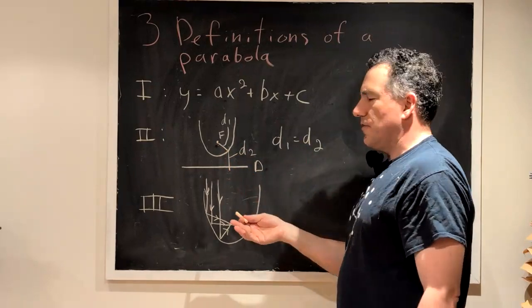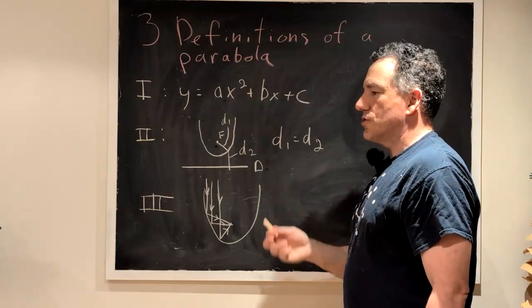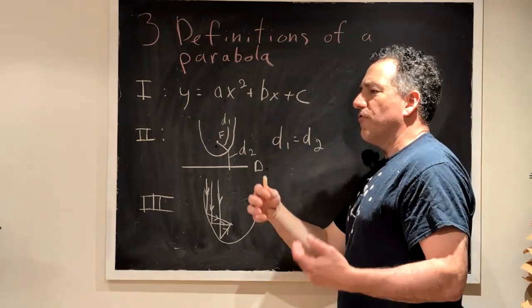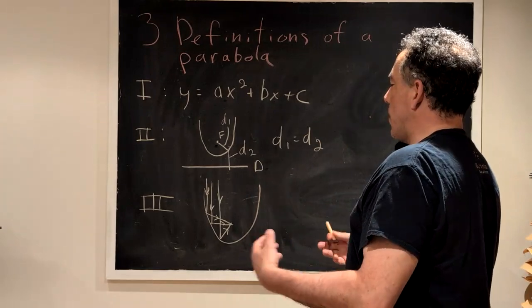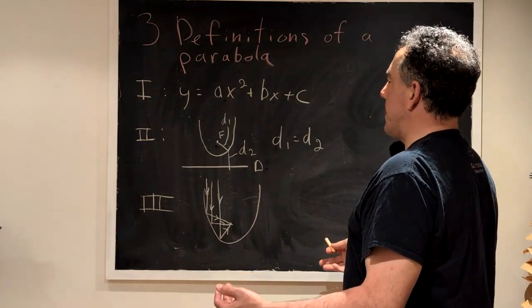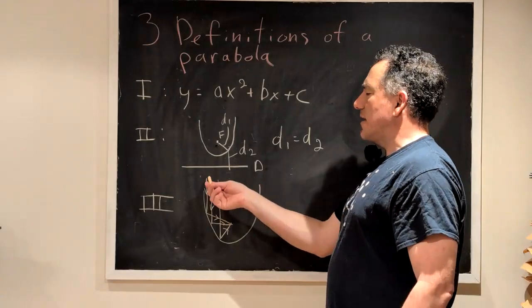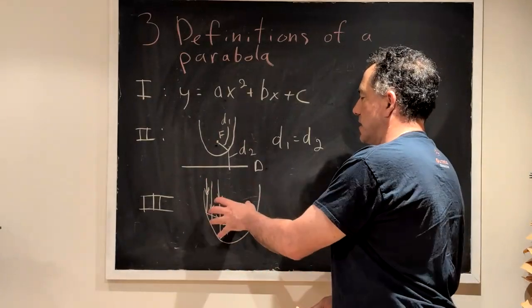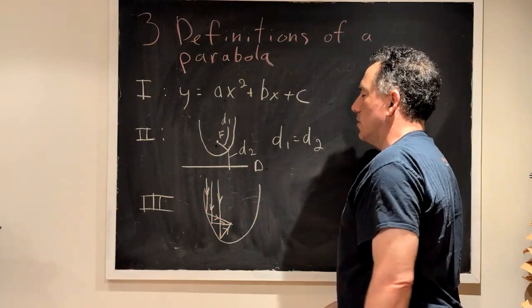And the third definition we can use, which is derived a bit from physics, is the fact that the parabola is the curve that will reflect all parallel rays coming from infinity towards a single point called the focus.